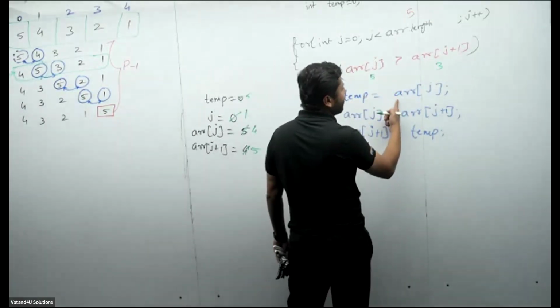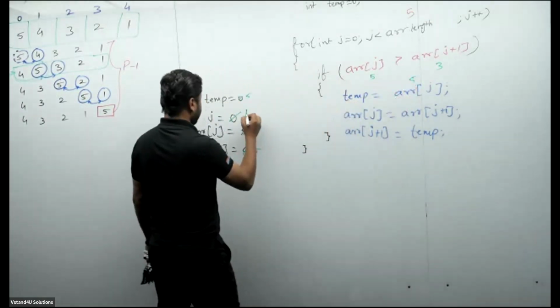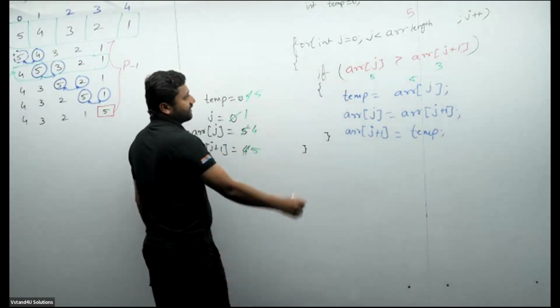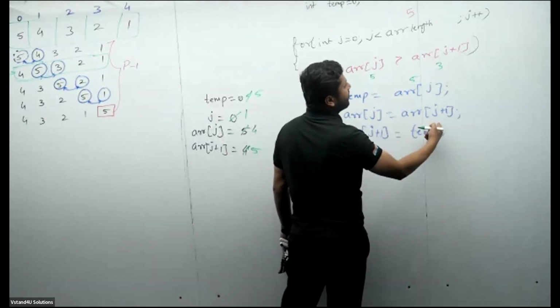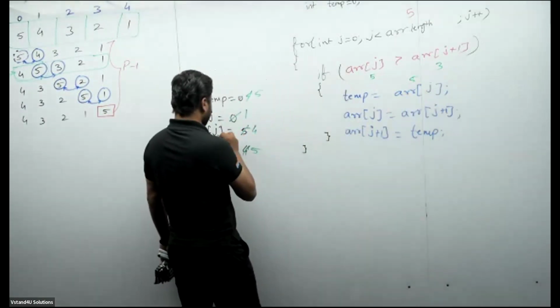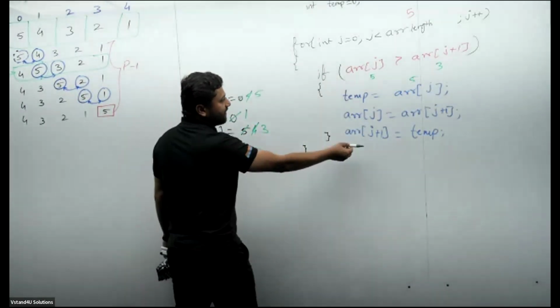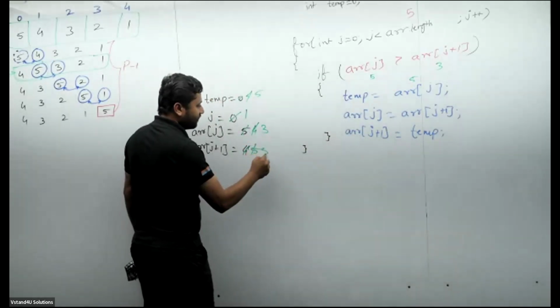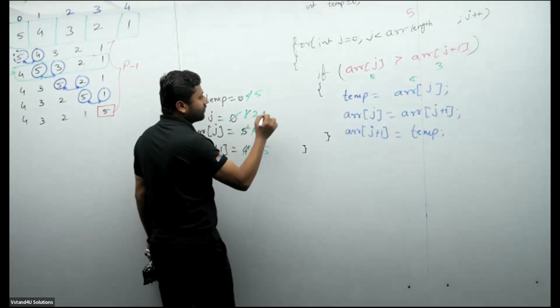As of now, arr[j] is what value? Temp will be initialized with it. Already there, I keep it 5. Then arr[j] will be initialized with arr[j+1], that is, arr[j] will be initialized with 3. Agree? arr[j+1] will be initialized with temp. Done. After this, j will be incremented to 2.